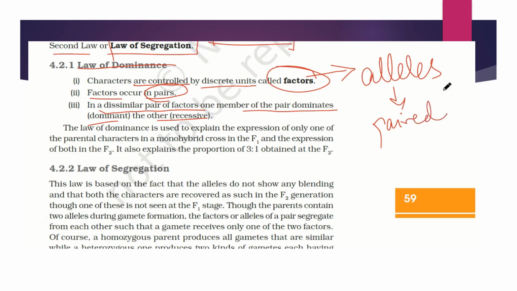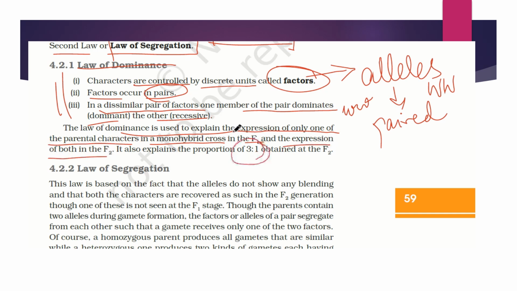When we are taking a white color recessive, we will take it as homozygous. When we are taking a purple color flower, we will write like this. This is dominant. So one is in capital letters, another one is recessive in small letters. We have studied that in the previous episodes. So these are the three important points in this law of dominance. So the law of dominance is used to explain the expression of only one of the parental characters in a monohybrid cross in F1 and the expression of both in the F2 generation. It also explains what?